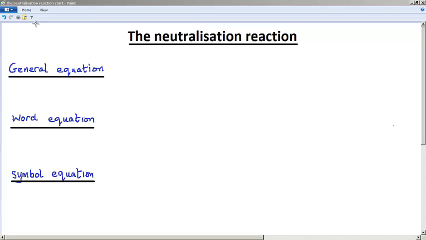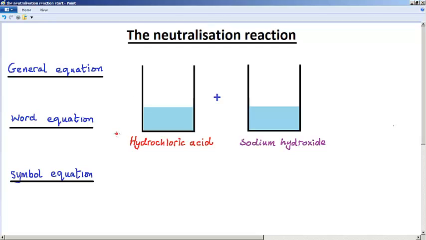In this lesson, we're going to look at the neutralisation reaction of an acid by an alkali. First of all, we're going to look at the general equation. But before we do that, let's take a specific example. We're going to look at the reaction between hydrochloric acid and sodium hydroxide.